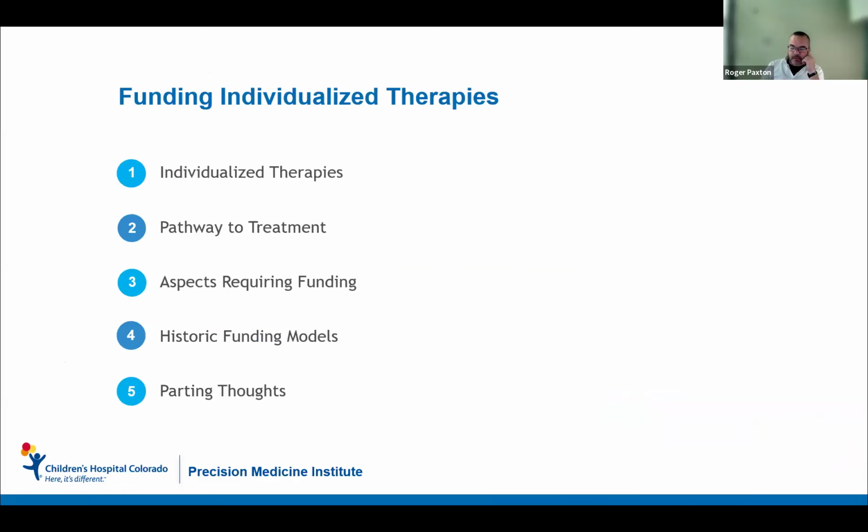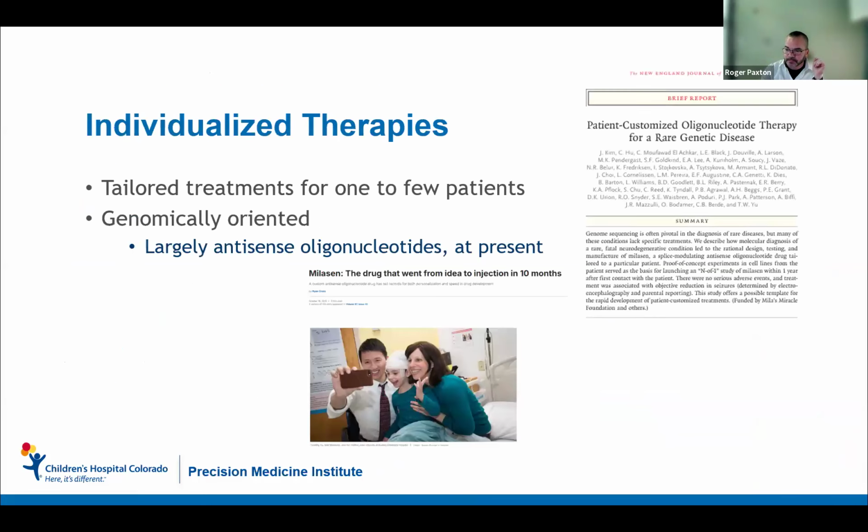So a quick overview of where we'll be going today. We'll be discussing, first of all, the reasoning behind the importance of individualized therapies, thinking through pathways to treatment, and then with that, thinking through aspects that require funding in this process. We'll be discussing historic funding models based on a survey, and then we will have some parting thoughts as well.